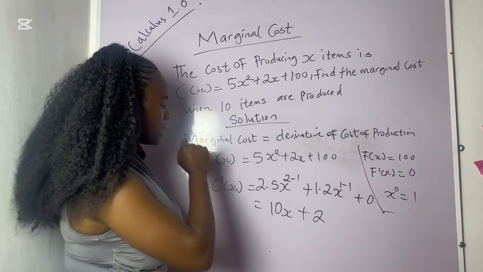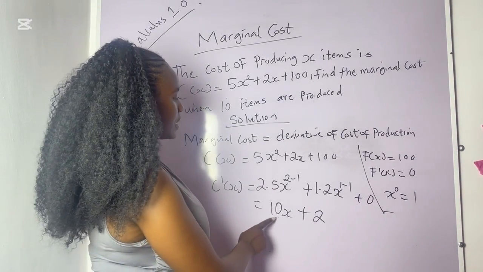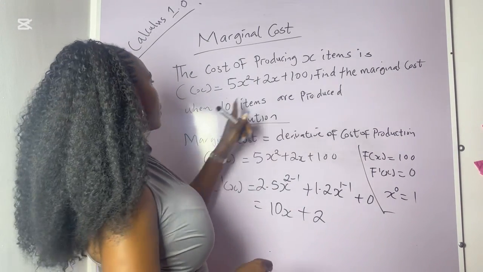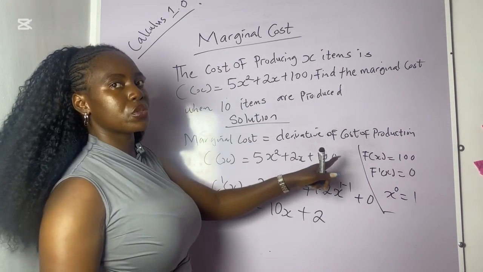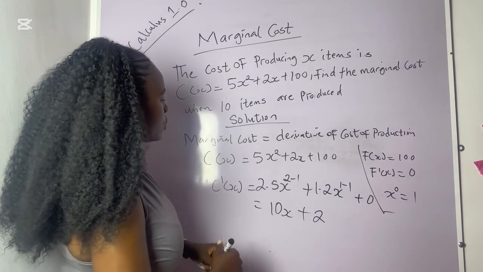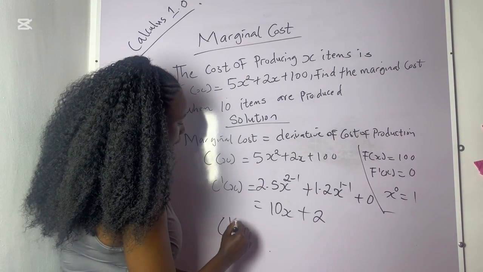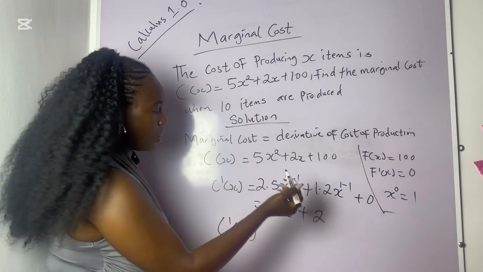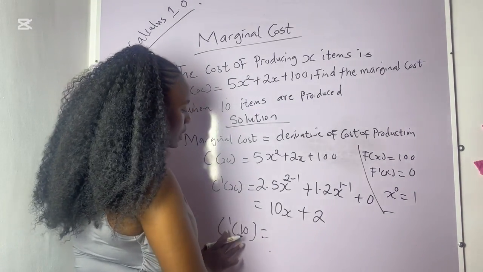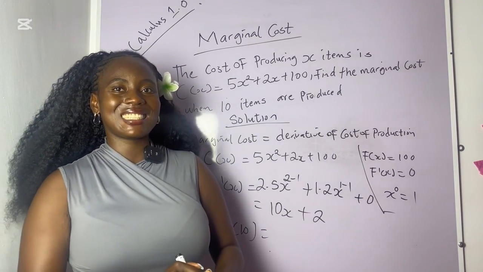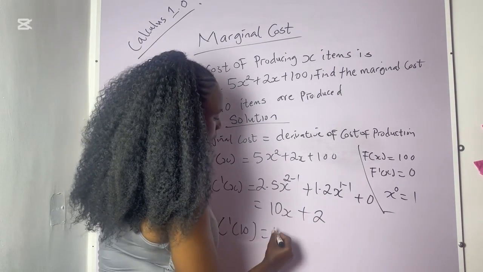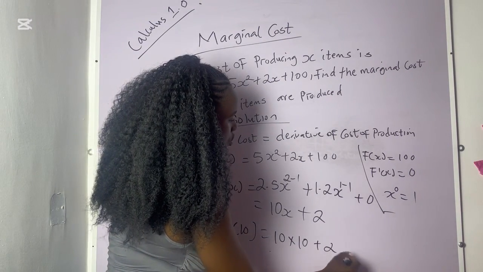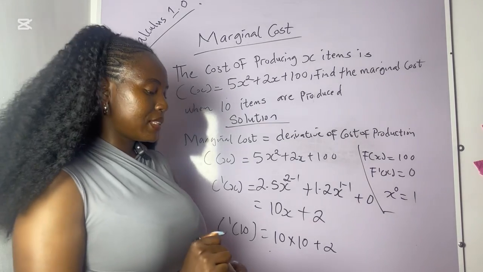Now we have 10x plus 2, and it said find the marginal cost when 10 items are produced. So when 10 items are produced, we have C prime of 10, because x here stands for the items. Wherever we see x, we put 10. So we have 10 multiplied by 10 plus 2.